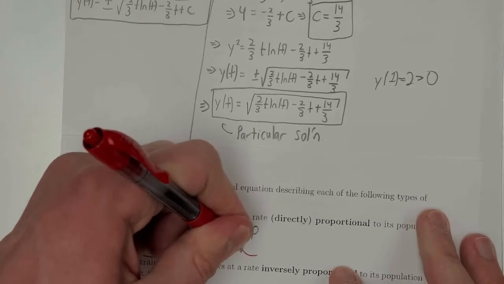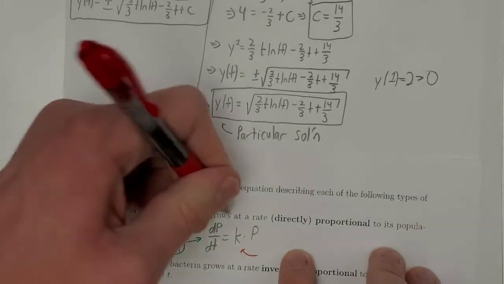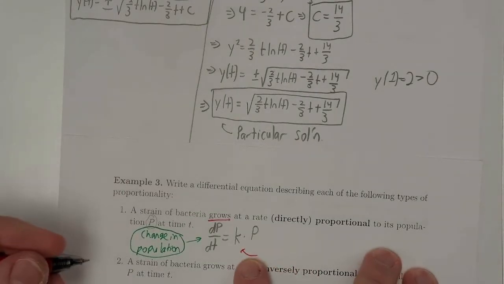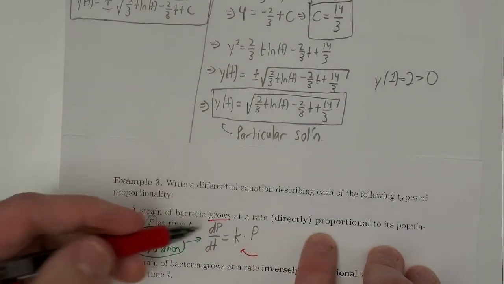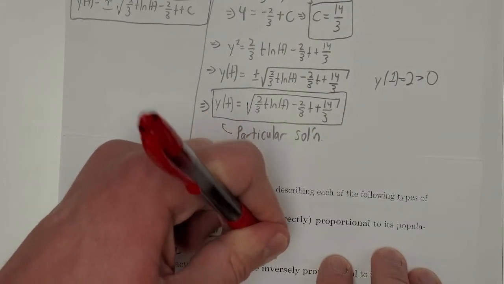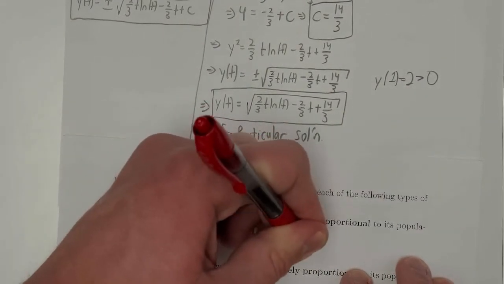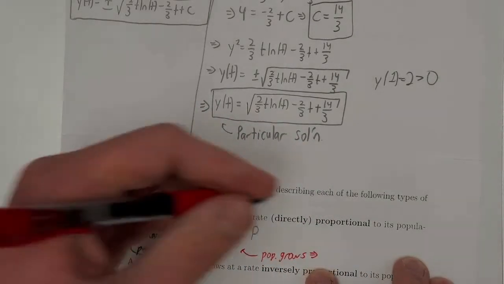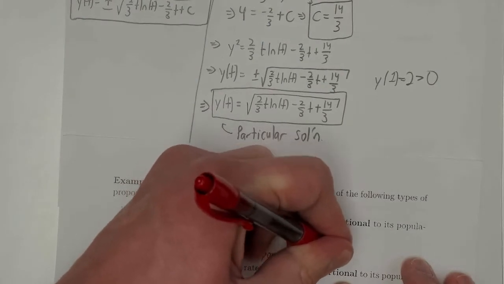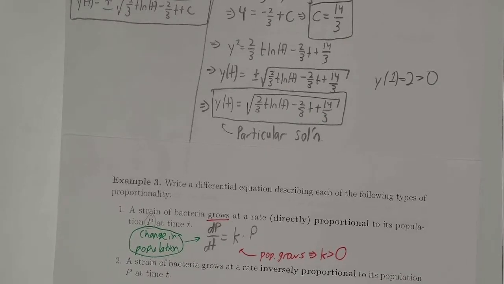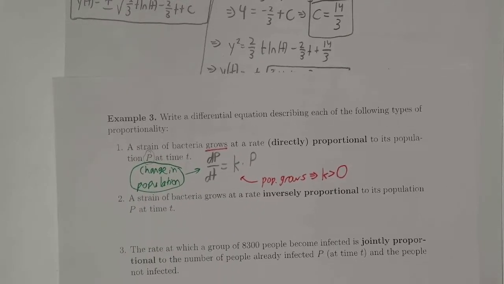Now, one thing to note here is that the problem states that the strain of bacteria grows at the rate of the proportionality here. So the population grows. If you recall from 16010, that means k has to be greater than 0. That's all that means. Okay? So that's that example.